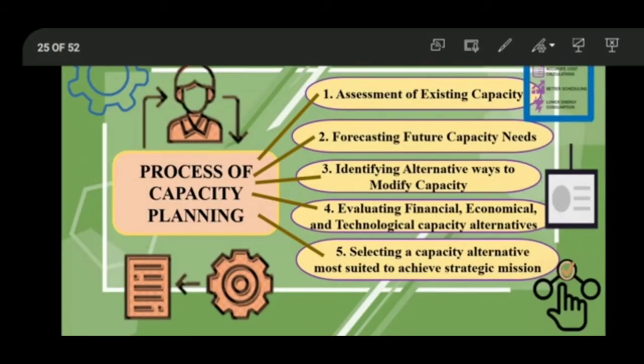Process of capacity planning. Capacity planning is concerned with defining the long-term and the short-term capacity needs of an organization and determining how those needs will be satisfied. Capacity planning decisions are taken based upon the consumer demand, and this is merged with the human, material, and financial resources of the organization. So number 1, assessment of existing capacity.